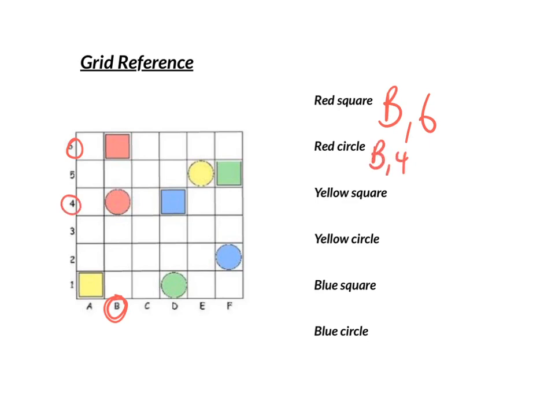Our yellow square is located at A1. Our yellow circle is located at E5. Our blue square is located at D4. And our blue circle is located at F2.